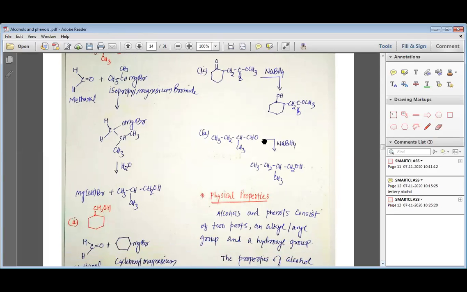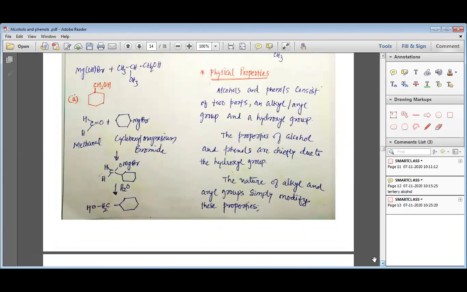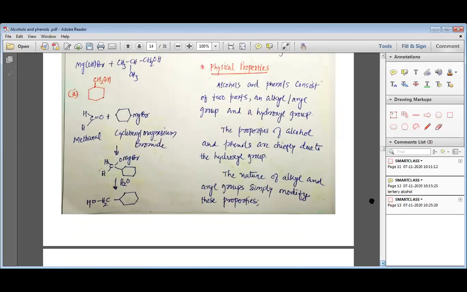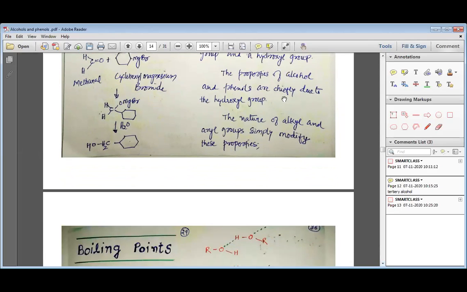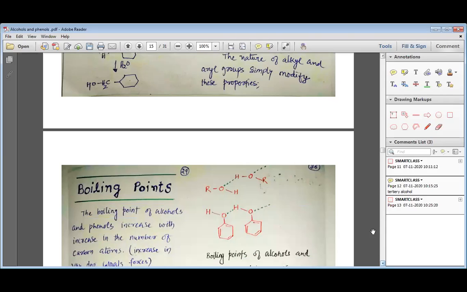In the same way, my dear students, here it is an aldehyde. This aldehyde group is converted into alcohol with the help of NaBH4. So now, my dear students, we are going to study some of the important physical properties of alcohols and phenols. Alcohols and phenols consist of two parts: one is the alkyl or aryl part, and the other is the hydroxyl group. The properties of alcohols and phenols are chiefly due to the hydroxyl group. The nature of the alkyl and aryl groups simply modifies these properties.